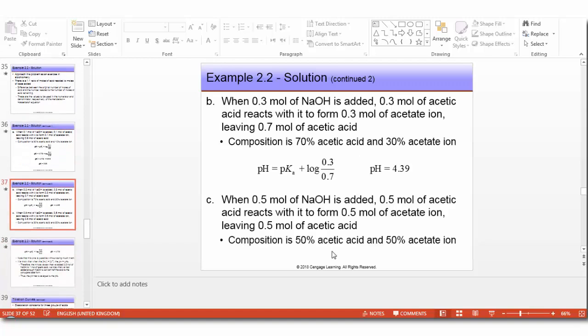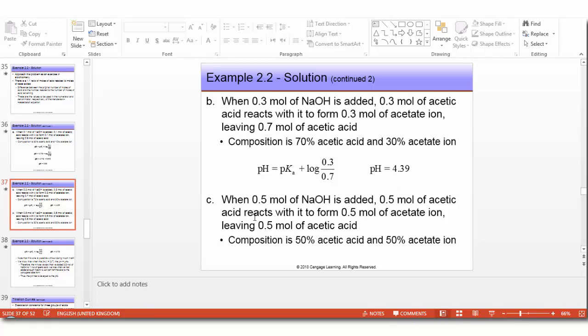Now, similarly, we can calculate the new pH after the addition of 0.3 mole of NaOH. In the same way, now the composition is 70% acetic acid and 30% acetate ion, and again the pH is 4.39, increased.